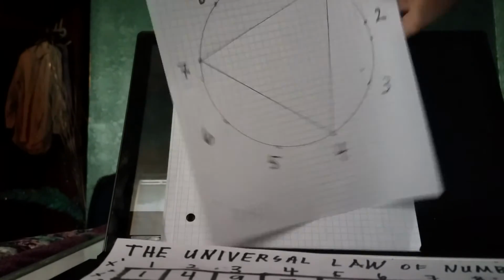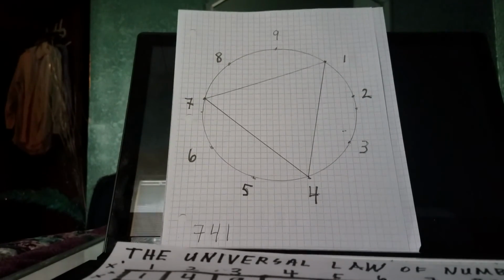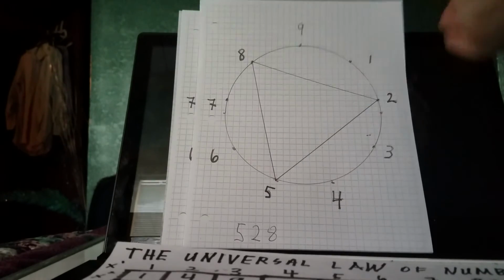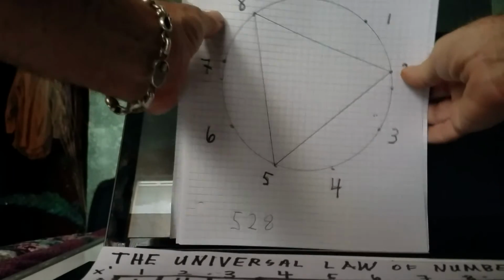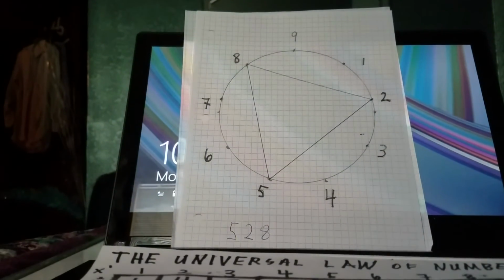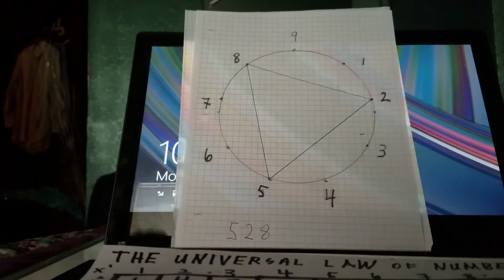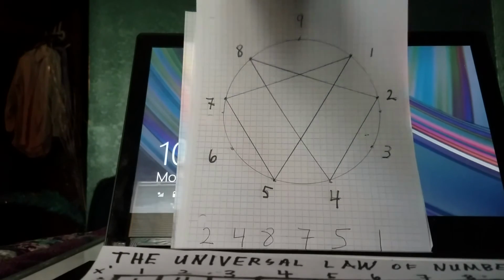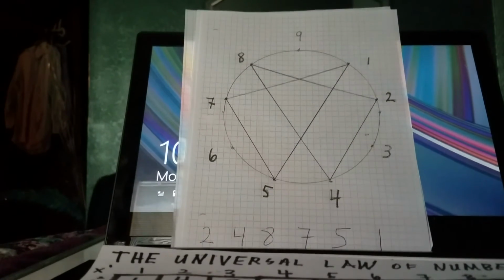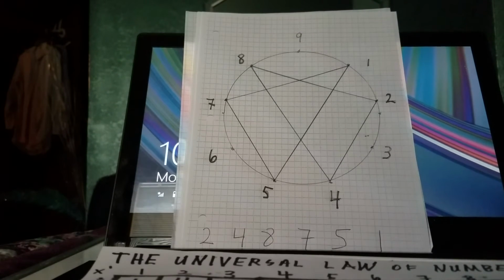So I'll just show you the 741 code, and I'll show you the 528 code again. Okay, so that's how we understand those to be such. All right, and now we're going to look at the 248751 code.